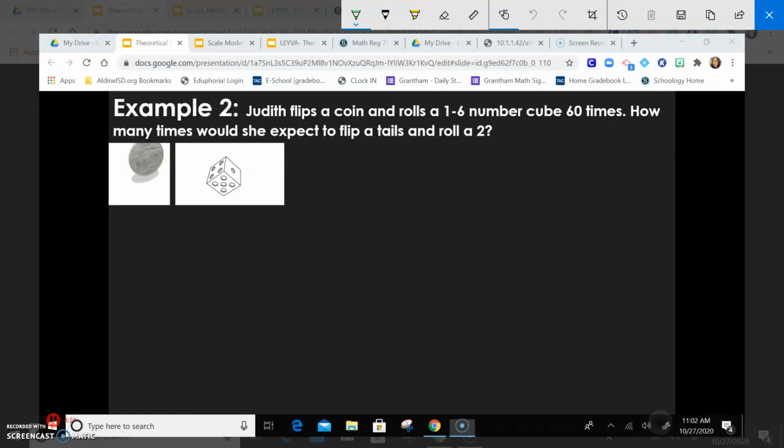So the first thing is for the coin, they want me to land on tails. So I'm going to do the probability of landing on tails first. We should know this one already. The probability of landing on tails: there's only 1 tails on a coin out of 2 total sides. So 1/2 or 1 out of 2. Now for the number cube, they want me to roll a 2.